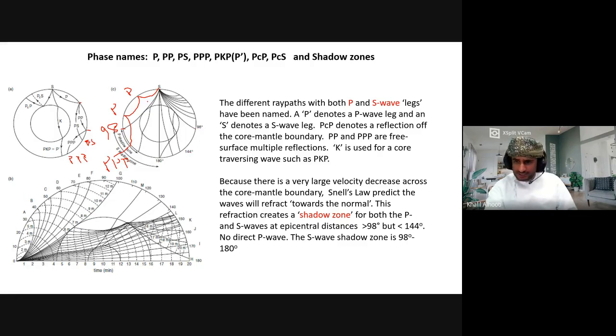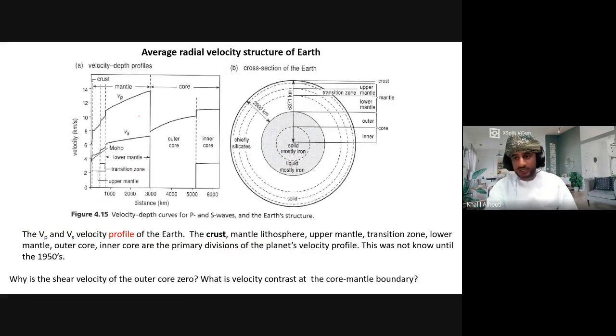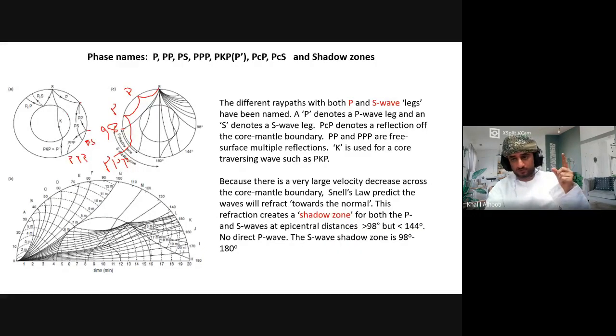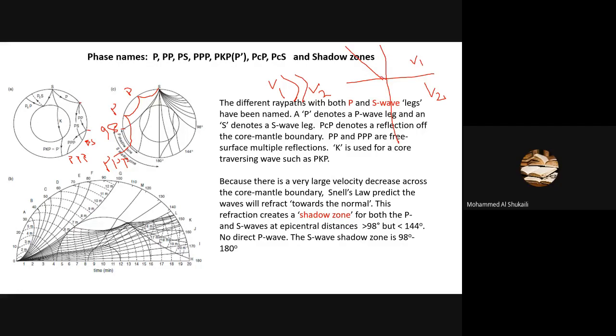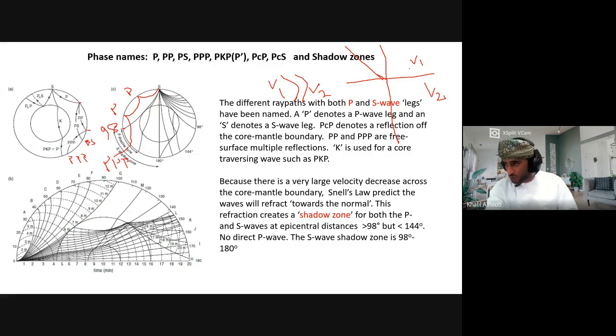Because this layer, okay, this layer, the mantle, is of higher velocity than the outer core, higher P wave velocity. So if I draw this one, V1, V2, V1 is way higher velocity than V2, and an incident P wave is arriving. This is the normal. It will be reflected, but is it going to be reflected away or toward the normal? Away. No, toward.